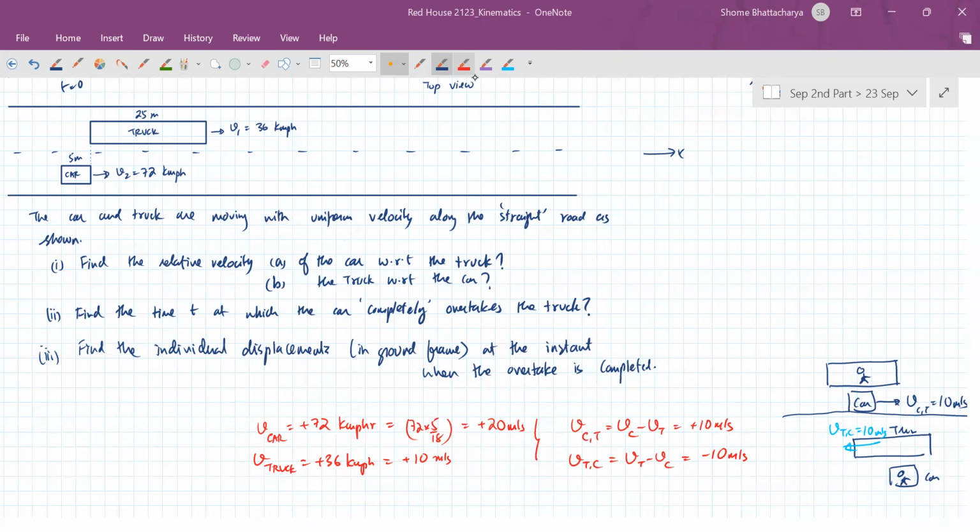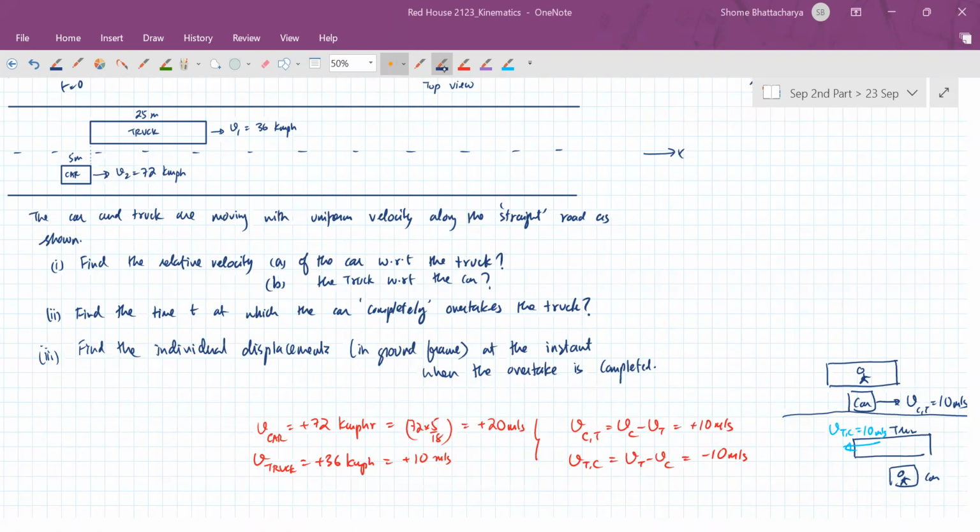Sir, can you explain this part again? Which part? From starting. From starting, the question is pretty clear. You have the truck and the car which are moving parallelly as shown in the diagram with uniform velocities, 36 kilometers per hour and 72 kilometers per hour. So just follow the diagram, you'll understand that. Now at t equal to 0, their positions are as shown. The car is just about starting to overtake the truck. Based on this, we have to find the relative velocity of either the car with respect to the truck or the truck with respect to the car, and the time when the overtake is complete.